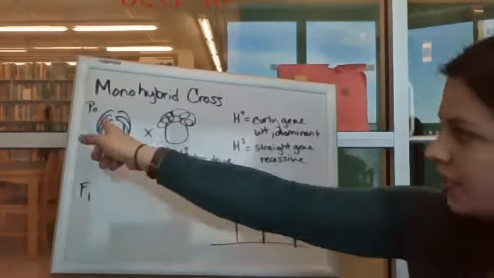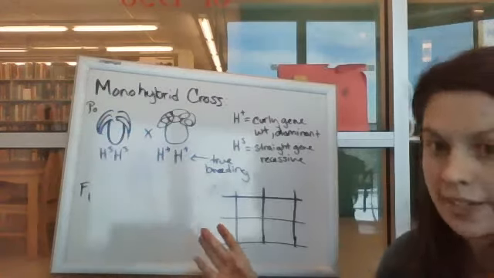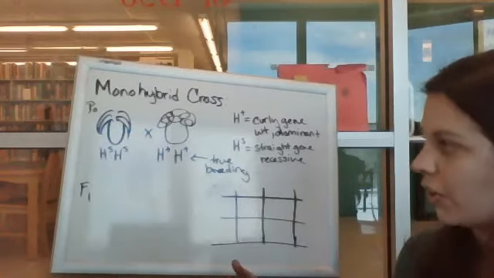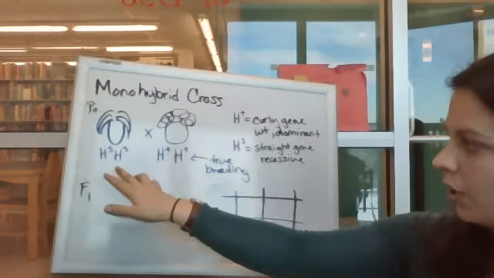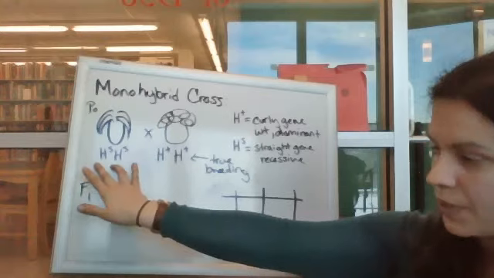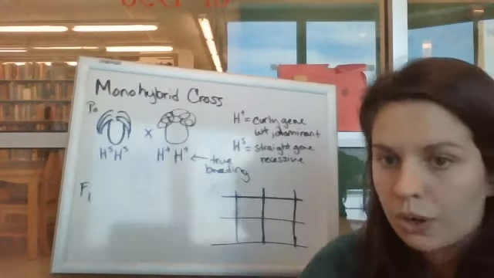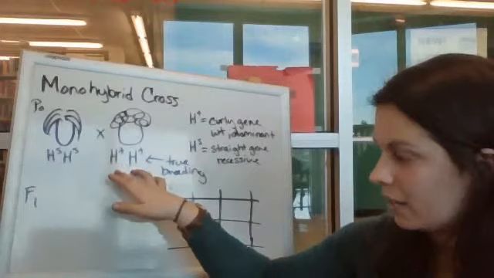So this is the parental generation. Unless otherwise stated, and it's very unusual for it to be any other way, they are true breeding, which means that they are homozygous, either homozygous recessive or homozygous dominant, right?